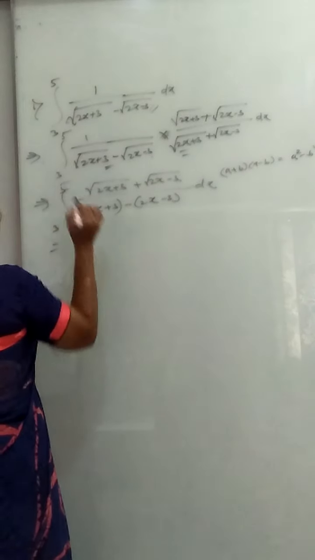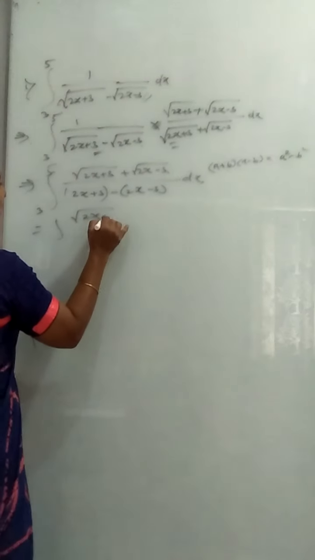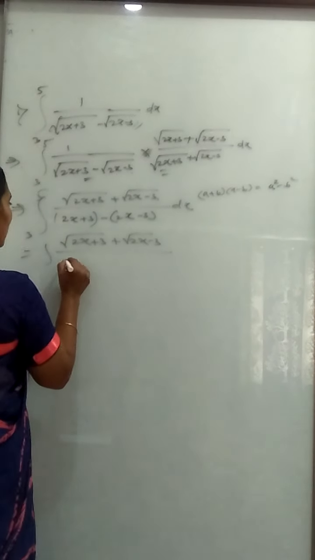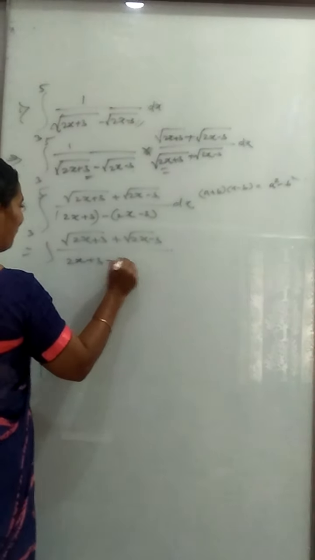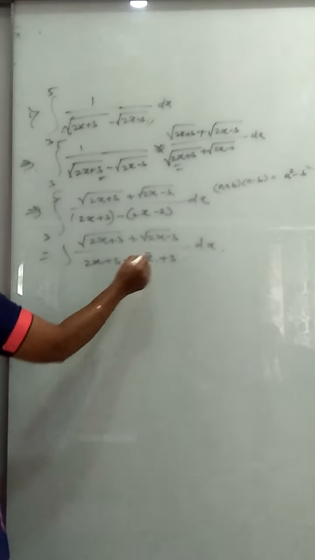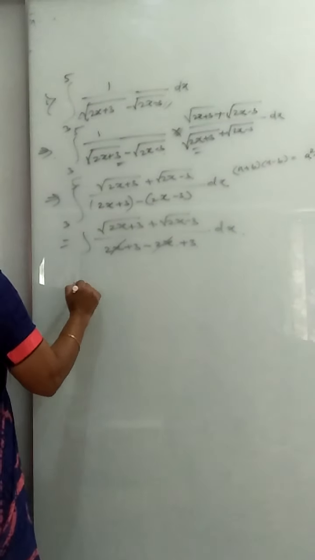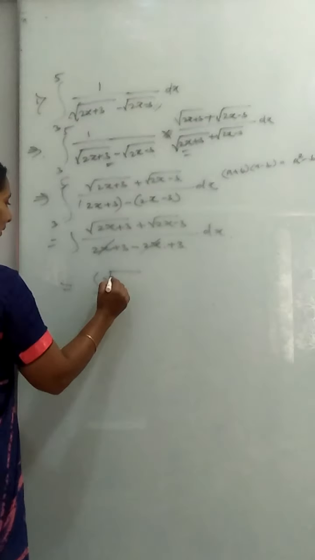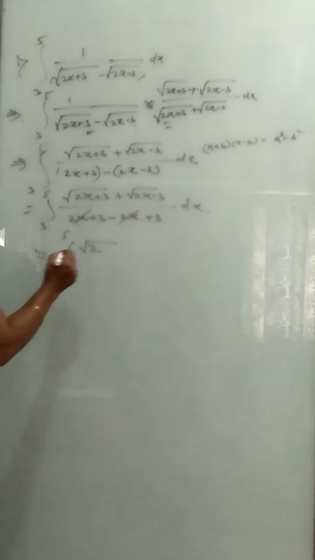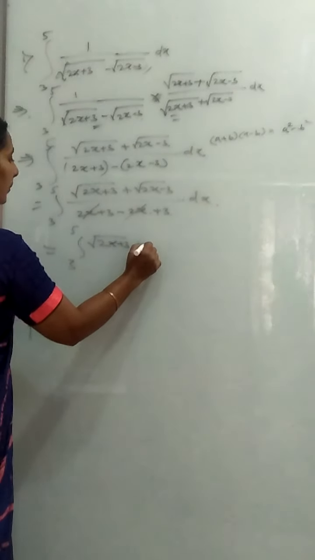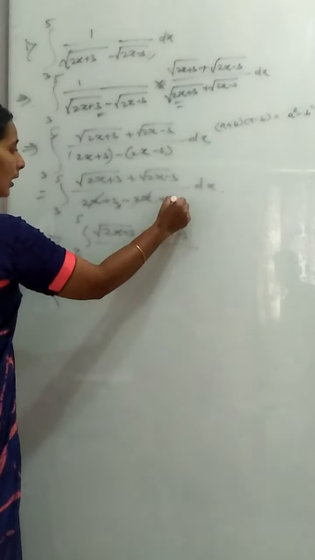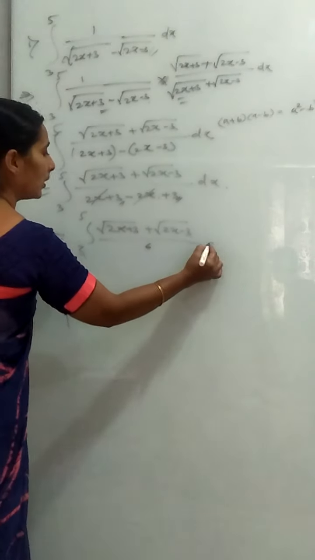Take the limit. The numerator is root of 2x plus 3 plus root of 2x minus 3, and the denominator becomes 2x plus 3 minus 2x plus 3, dx. Minus 2x and plus 2x get cancelled, and then we take the limit 3 to 5. The numerator term is root of 2x plus 3 plus root of 2x minus 3, and the denominator is plus 3 and plus 3, which is 6, dx.